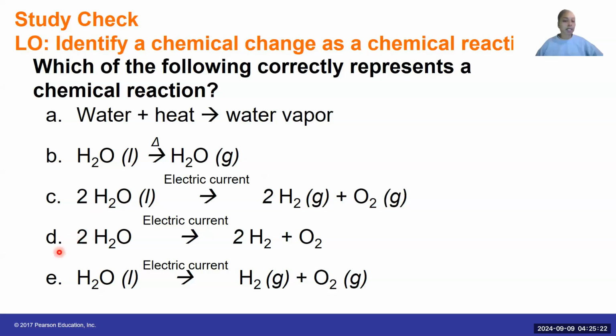What about D? D is very similar, but what's missing? We're missing the physical states, right? And what's wrong with E? In E, we don't have the same number of atoms on each side of the arrow. We've got 2 hydrogen here, 2 hydrogen here, but only 1 oxygen and 2 oxygen. So what's our answer? The answer is C.